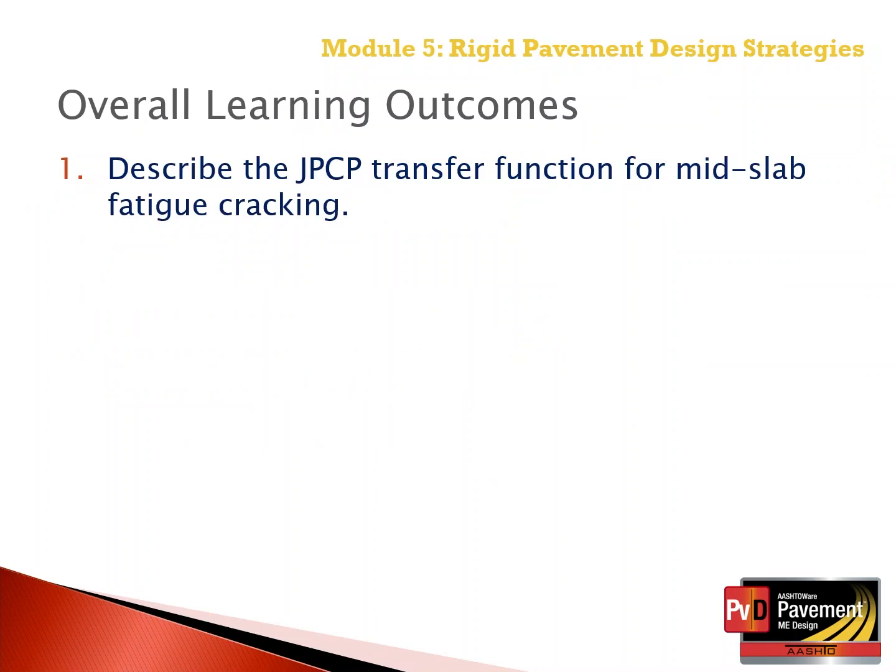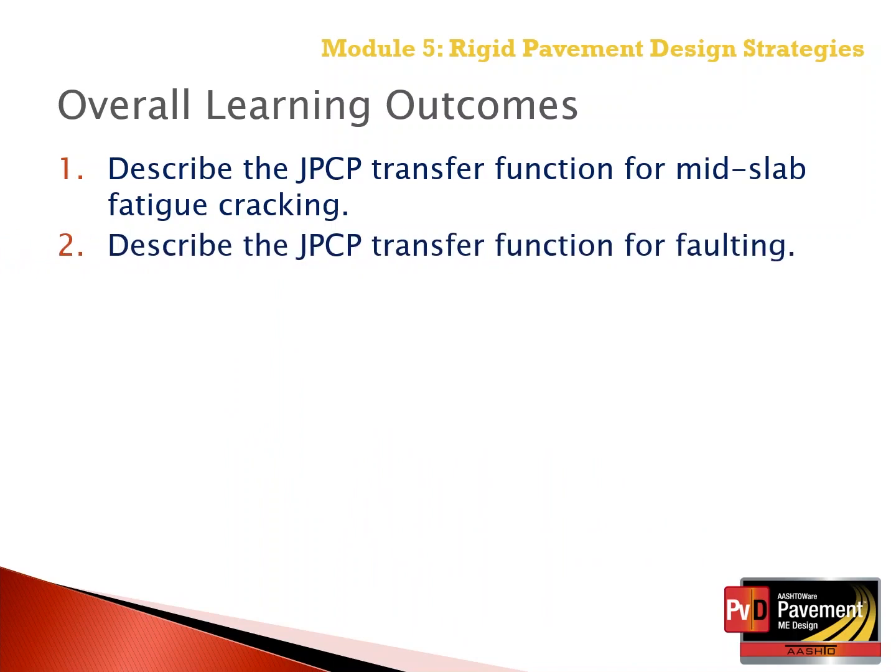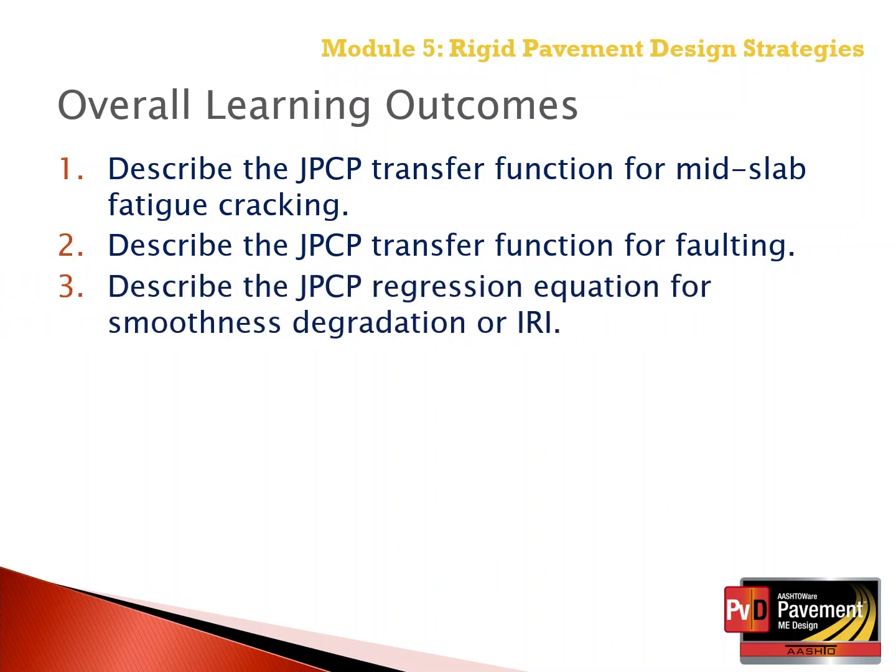There are six learning outcomes for Module 5.1 on jointed plain concrete pavements. The first is to describe the JPCP transfer functions for mid-slab fatigue cracking. The second is to describe the transfer function for transverse joint faulting. The third is to describe the regression equation for smoothness degradation or IRI degradation.